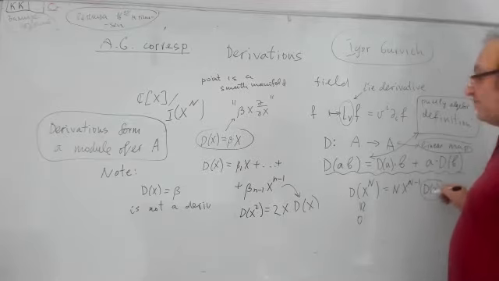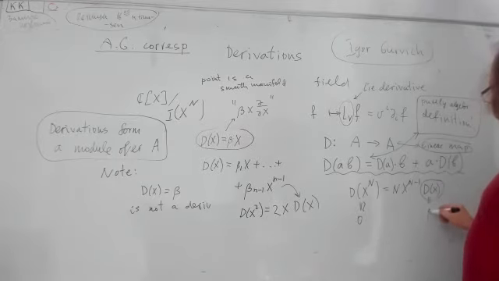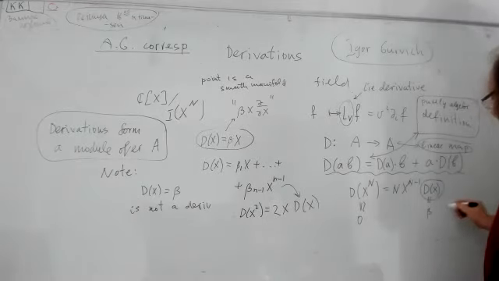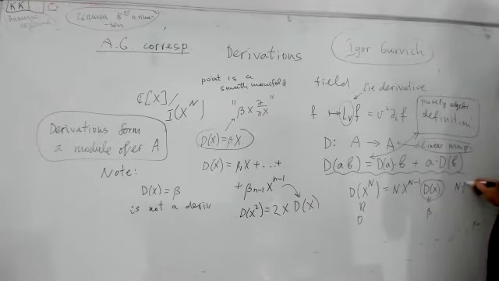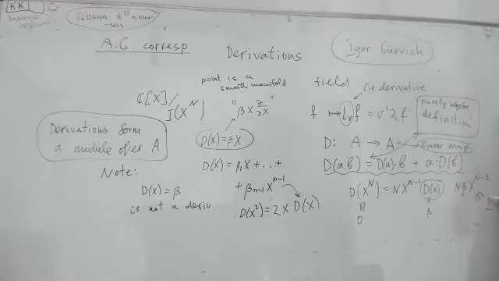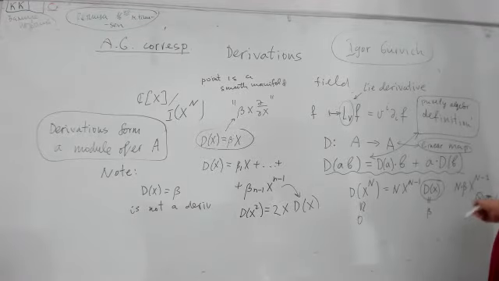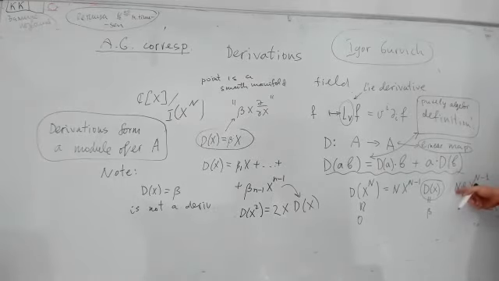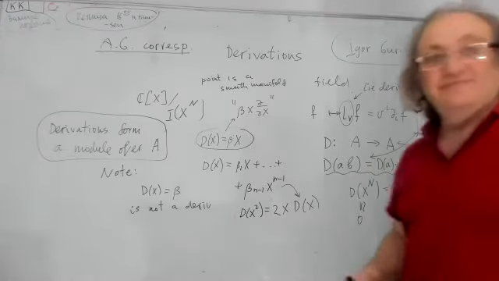Just imagine that d of x is beta. Then we will see that n times beta times x to the n minus 1 should belong to the ideal generated by x to the n. So it should be a polynomial that starts with x to the n. N is not 0. This does not belong to this ideal. So beta has to be 0.